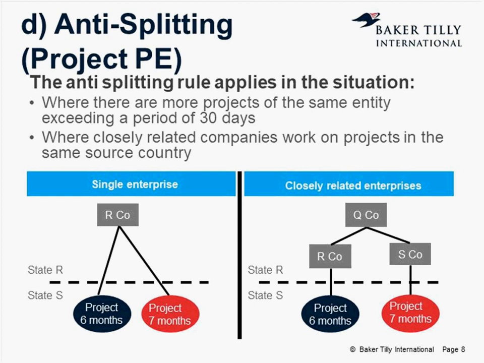So again, these rules are trying to attack, let's say, abusive structures. The difference from the previous changes is that those changes will not be implemented by means of a change in the PE definition. Those changes will be covered by the general purpose test that will be implemented in many of the double tax treaties. So it means that if there are ways of, let's say, contract splitting, these will normally be covered by this general anti-abuse rule.